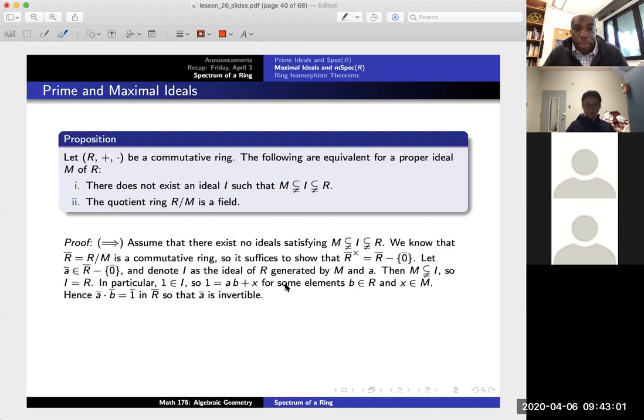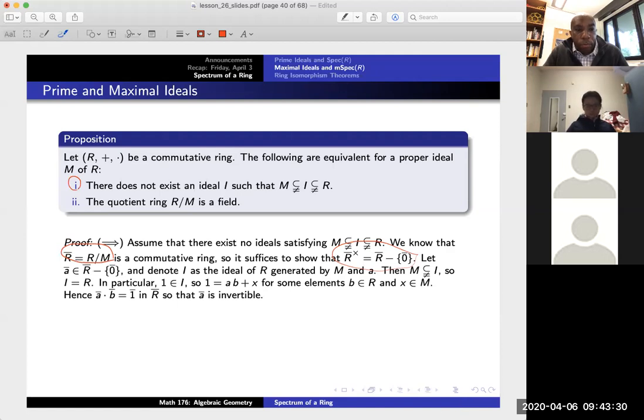Let me skim over how this would go, again just for the sake of time. First, let's assume that there does not exist an ideal between M and R. Well, every field is a commutative ring, so we have this here. So I'm really going to take a look at the invertible elements. I really want to show that every non-zero element is invertible because that's what it means to be a field.